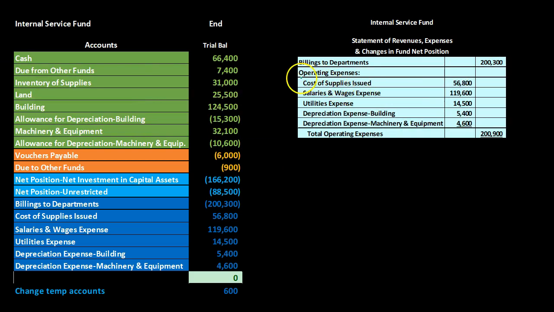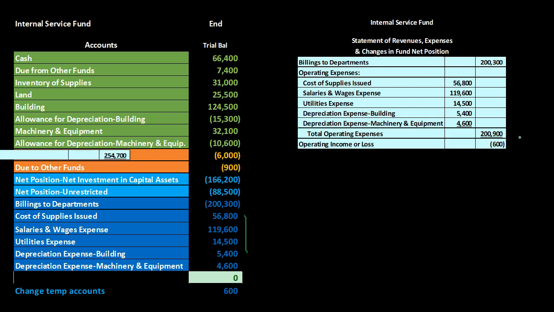Then we're going to have the operating expenses, including all of the expenses here. We have the cost of supplies, salaries and wages, utilities, and the depreciation, adding up to the total operating expenses on the outside, subtracting these two, the billings to departments and the total operating expenses. Then we have a net income or loss, in this case, of the 600.